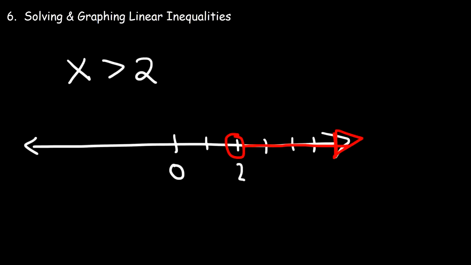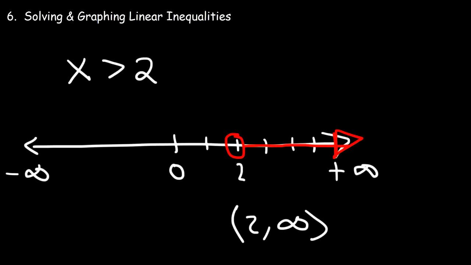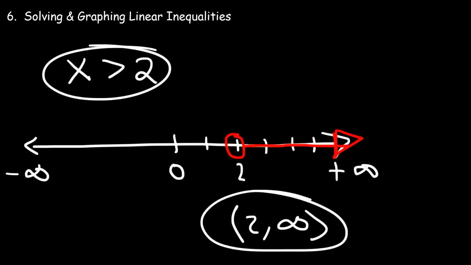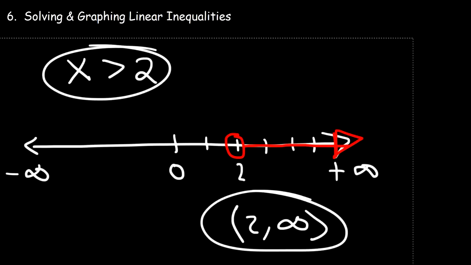If you wish to represent the solution using interval notation, you could say that x is greater than 2. That is, it's between 2 and infinity. Positive infinity extends all the way to the right. Negative infinity extends to the left. So these two mean the same thing. Now let's try another example.